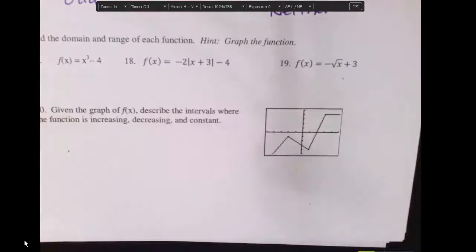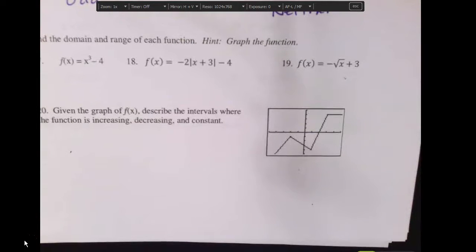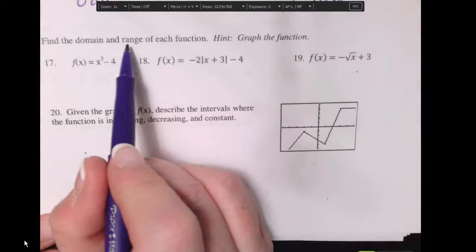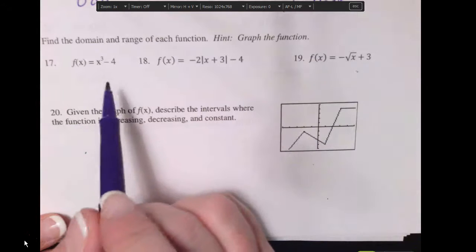Alright, so now we're going to find the domain and range of each function. Hint, graph the function. You guys can graph the function. Oh well, I guess we have to find the range. I might need to graph it to be able to see that.